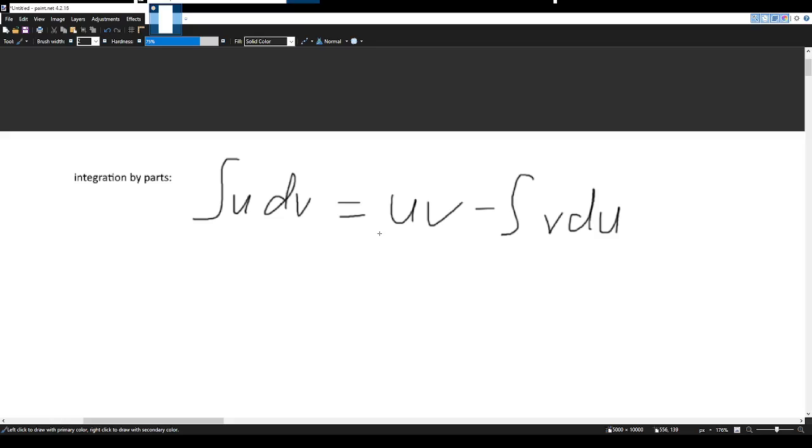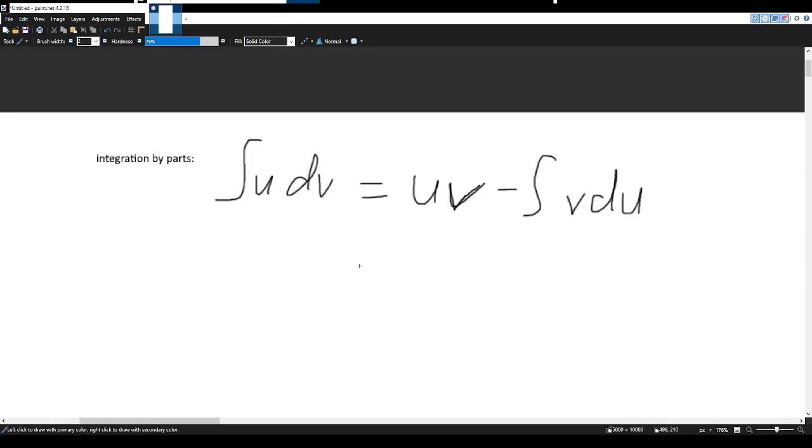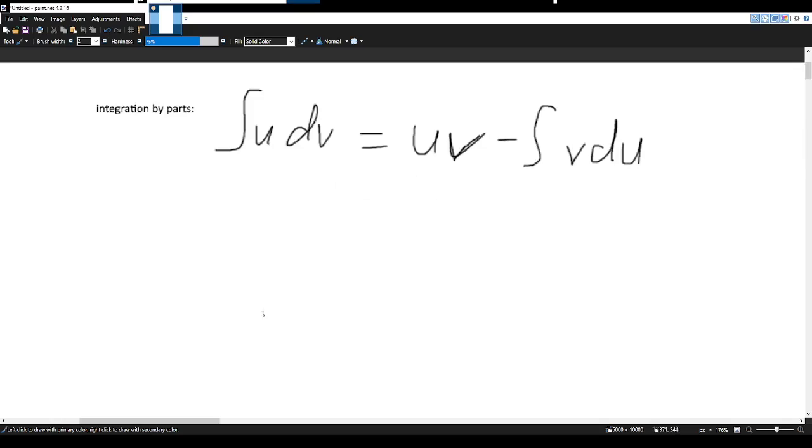I'm going to have to be very careful about making sure my v's are angled enough in this video. But anyway, this is the formula. Now, I think the best way to show how to do this is to just do examples. So I'm going to do three example problems. The first one will be the integral of x e to the x dx.